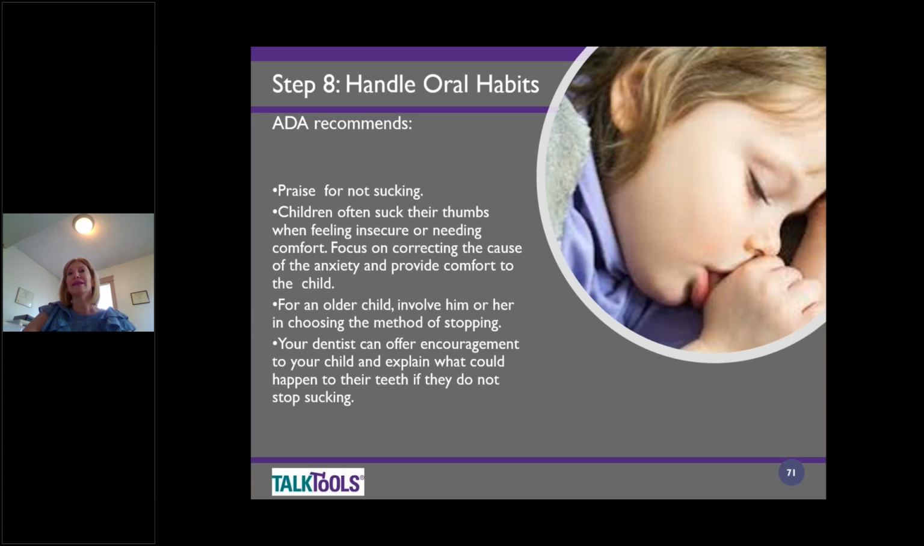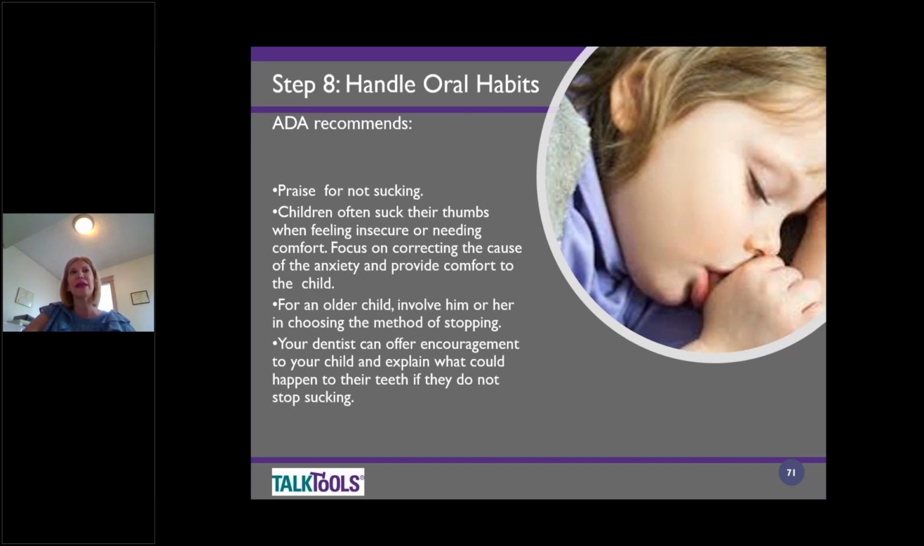Step 8, handling oral habits. This is a controversial one because the American Dental Association talks about praise your child for not sucking. They may do it because they feel insecure, so focus on correcting the cause of the anxiety rather than just the thumb sucking.